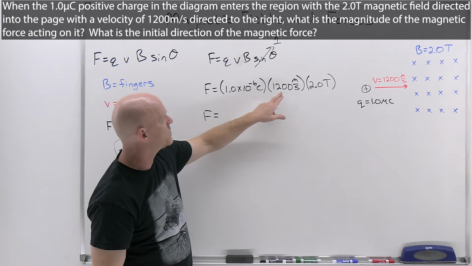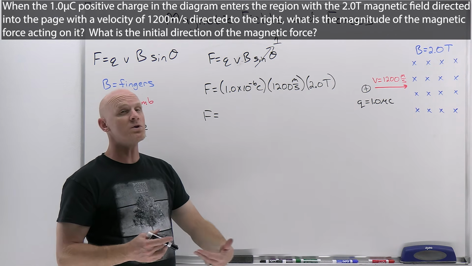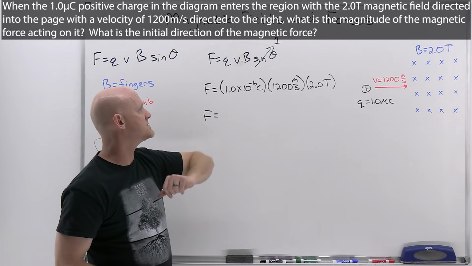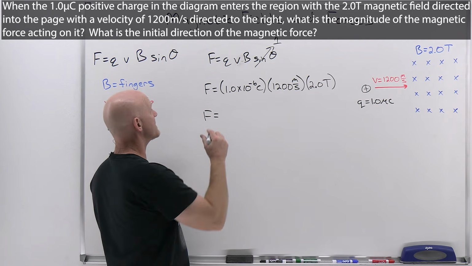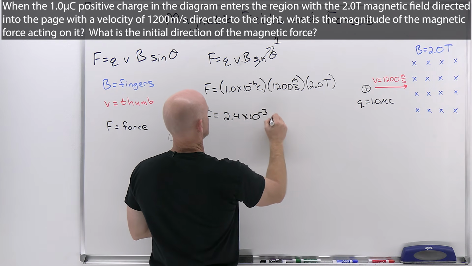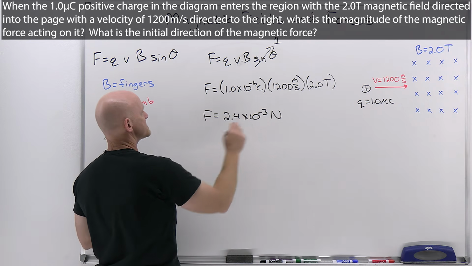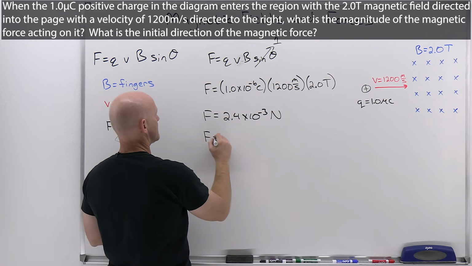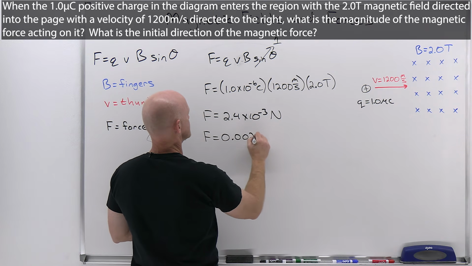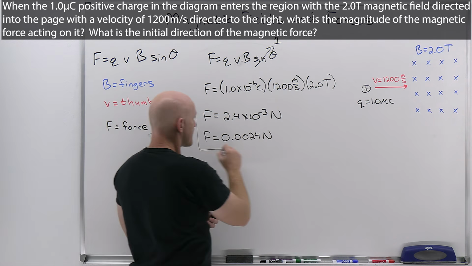So 1200 times 2 is 2400, which is 2.4 times 10 to the third, and then times 1 times 10 to the minus 6 would be 2.4 times 10 to the minus 3. And this is going to come out in newtons. If we use SI units all the way across, then the SI unit for force will just kind of fall right out. We could also write this as 0.0024 newtons as well. So that's the first part of the calculations.